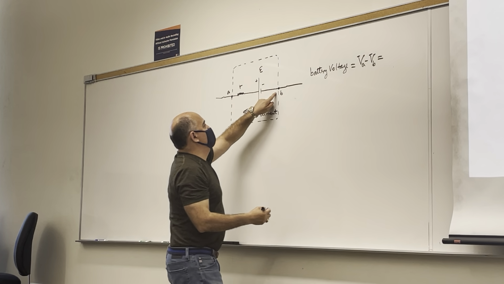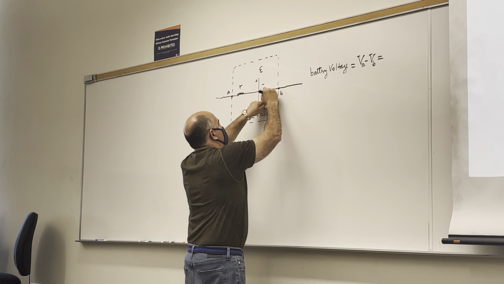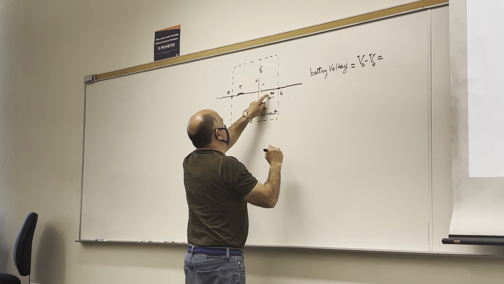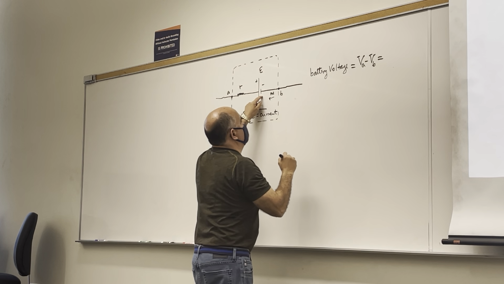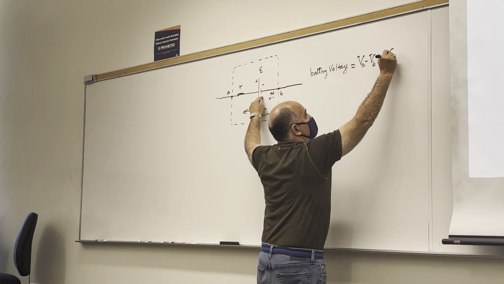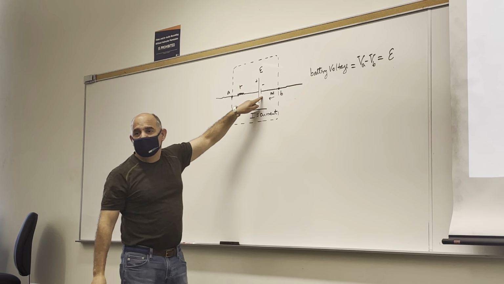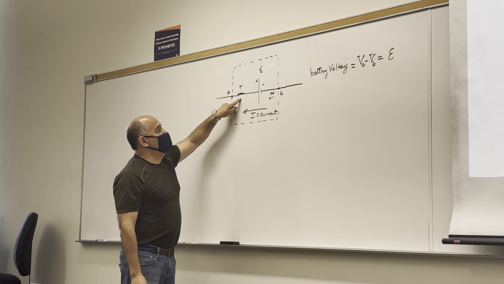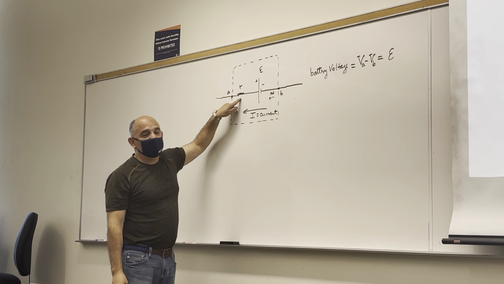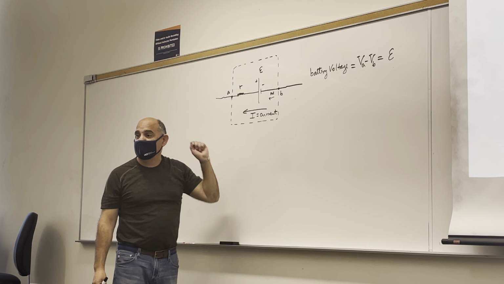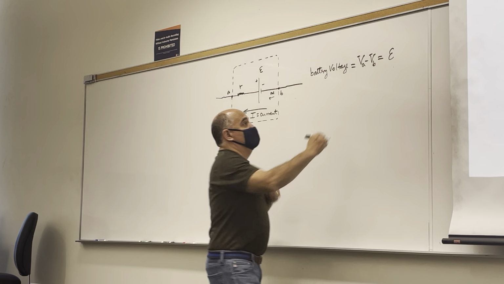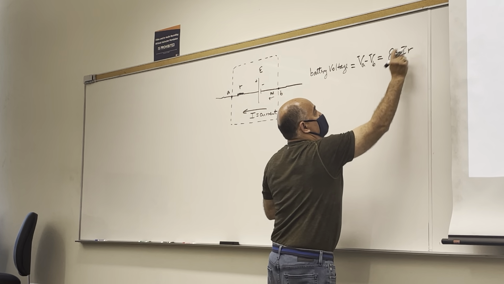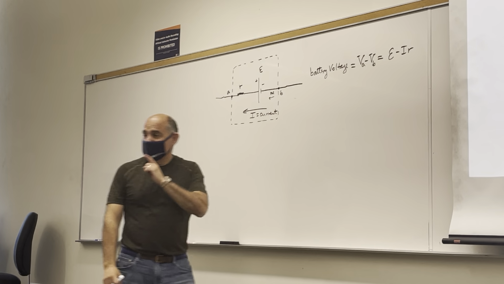So if I go to the left, I go this way. What should I write down when I go across this? Just the EMF, right? Just plus E. And what should I write down when I go across this resistor, where the current is to the left, in the same direction that I'm going? Minus IR. That's the battery voltage.